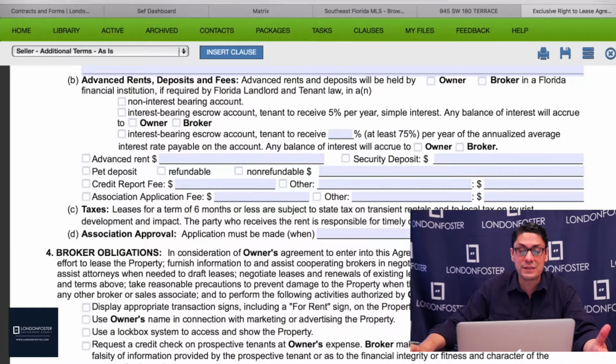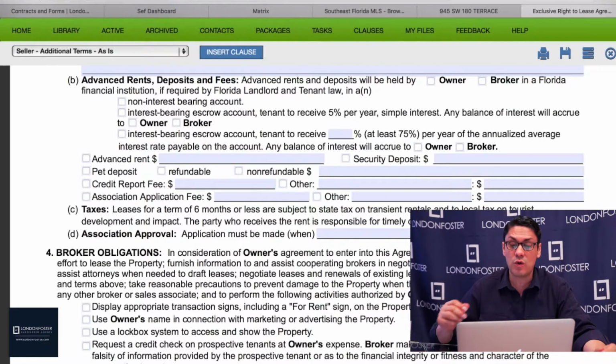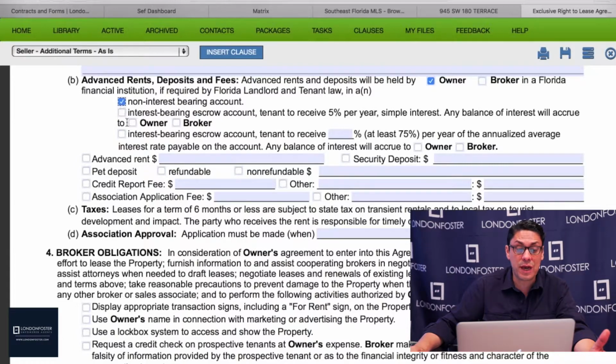Advance rent, deposits, and fees. Advance rent and deposits will be held by, and here you would say whether it's being held by the broker or by the owner. In this case, we're going to do it by the owner, and we're going to say that it's going to be held in a non-interest bearing account. And it could say if it is in an interest bearing account, who's going to be holding it and what percentage they're going to be getting.